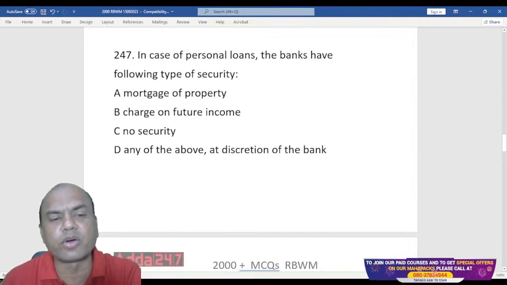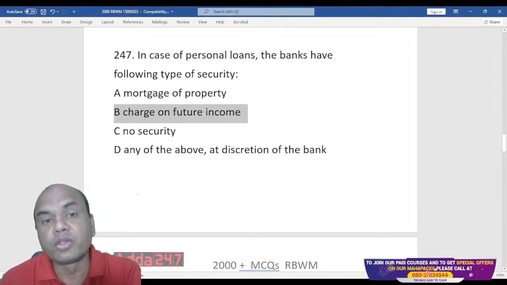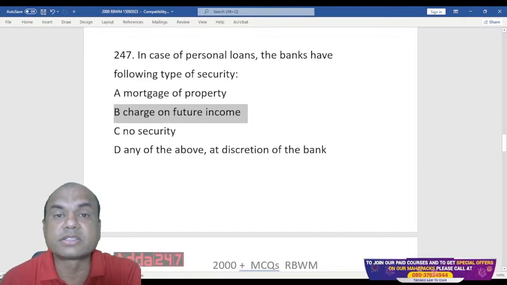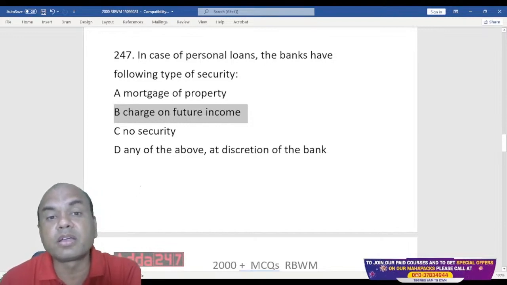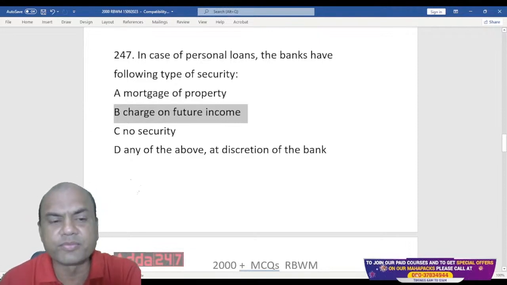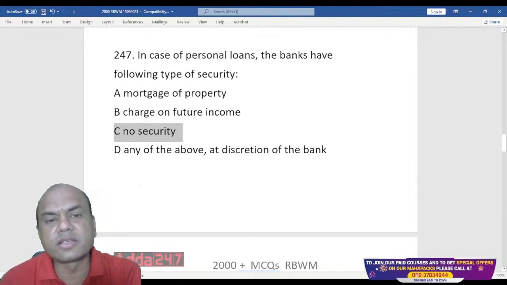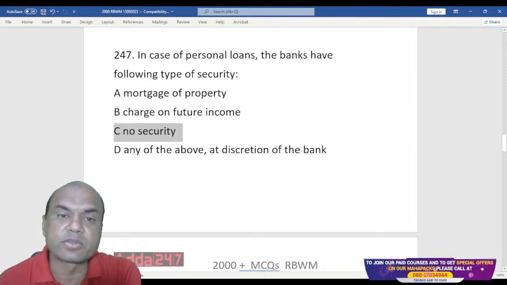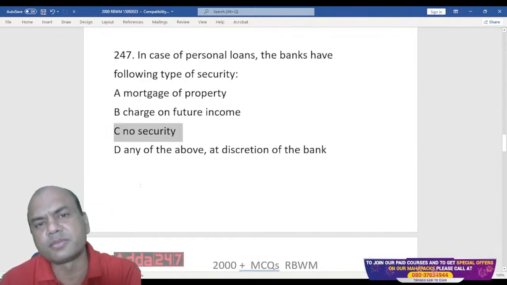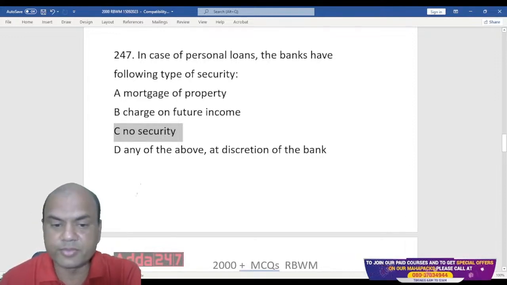See, some banks do go for this. They have a system in some nationalized banks, that you will require the company to give you this in writing. Then they'll deduct the EMI from the salary and pass it on to the bank. But these things are gone now. Nobody does anything. So charge on the future income, that is also not done. No security, that is the answer. In personal loan, there is no security. PL is given nowadays merely on the basis of the CIBIL score. So that's why in case of personal loans, no security is taken. Okay, next one.